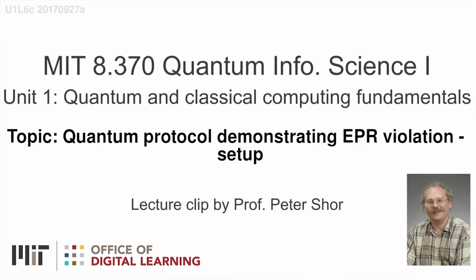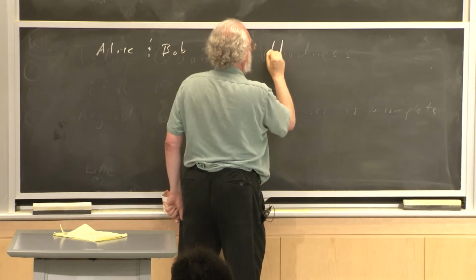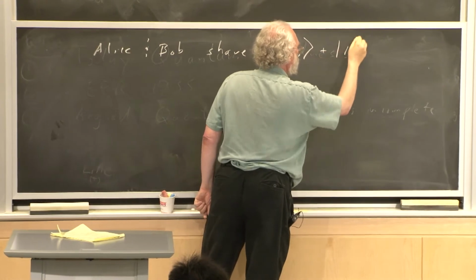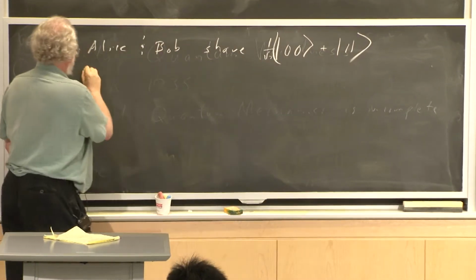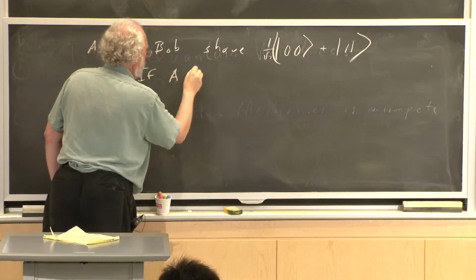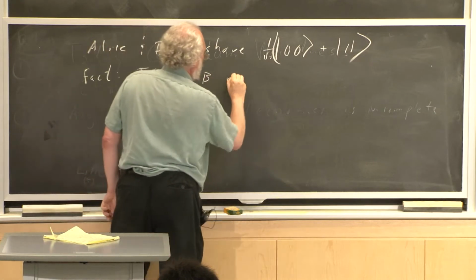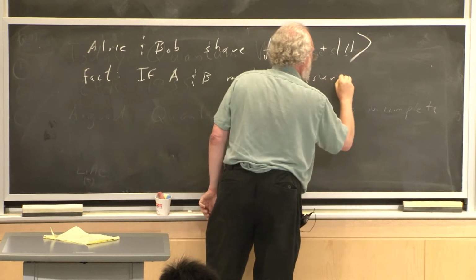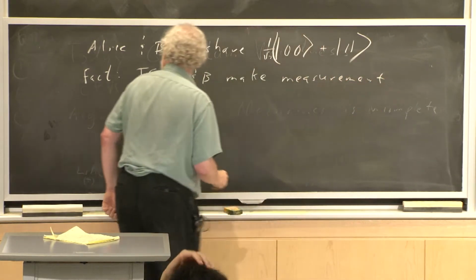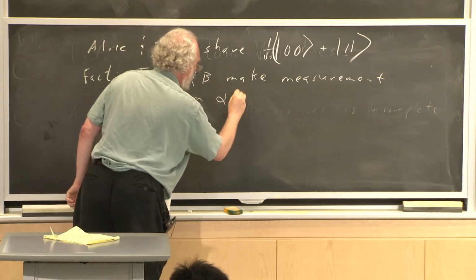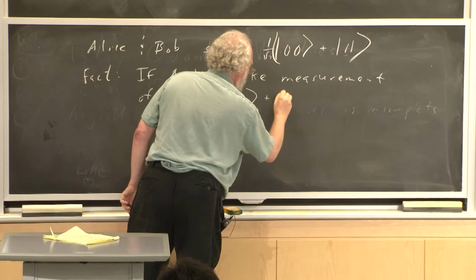Alice and Bob share 1 over root 2, |00> plus |11>. Fact: if Alice and Bob make a measurement of the form alpha |0> plus beta |1>.